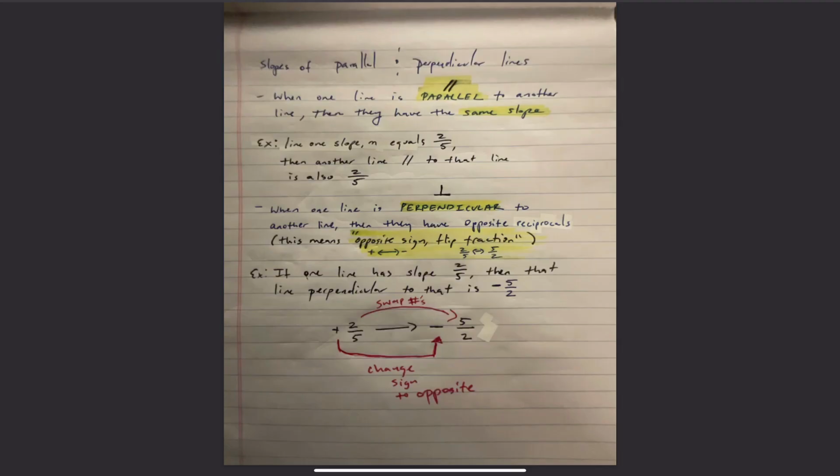Alrighty, now what I want to go ahead and do is talk about slopes of parallel and perpendicular lines. So when one line is parallel to another line, then they have the same slope.